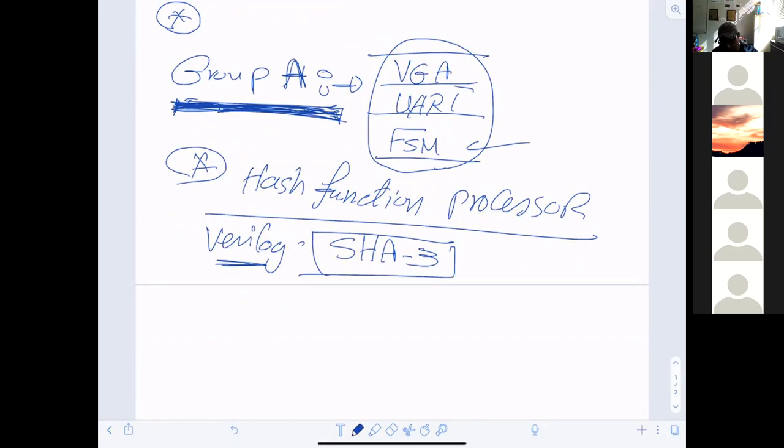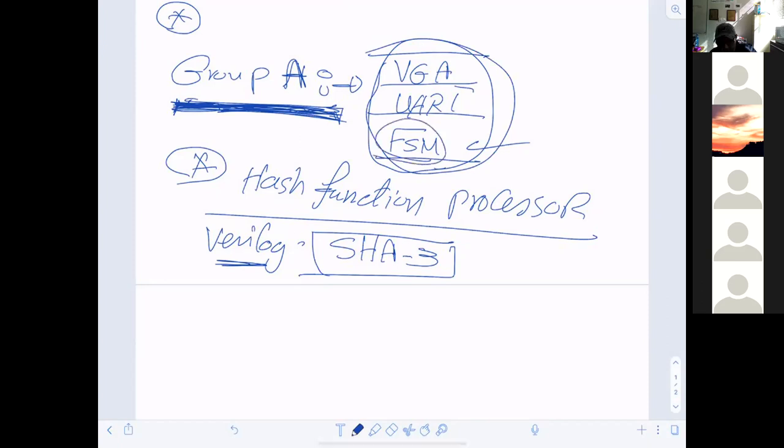What does integration mean? What is the scenario you're going to do here? Are you going to push the data from the UART to the hash function? Then the hash function will digest the data. Then you will produce it in front of me on a screen. So then, you know, you use all of them, right?